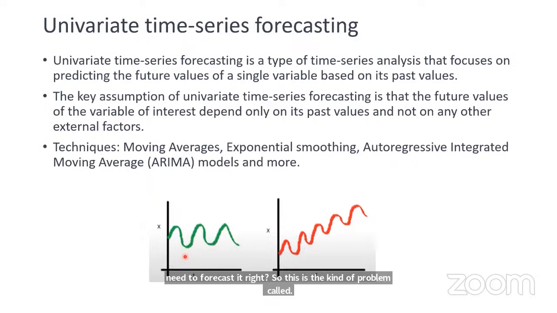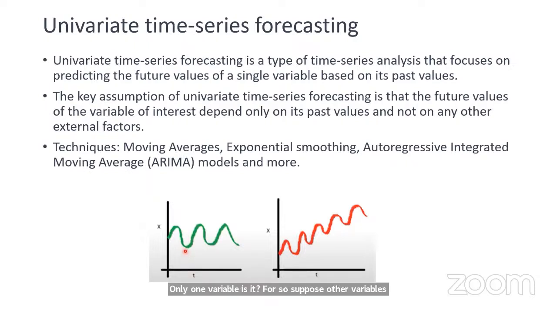Suppose other variables are impacting or affecting that variable, then we call it multivariate. We will come to that. The key assumption of univariate time series forecasting is that the future values of the variable of interest depend only on the past values and not on any other external factors. That's what I just explained.